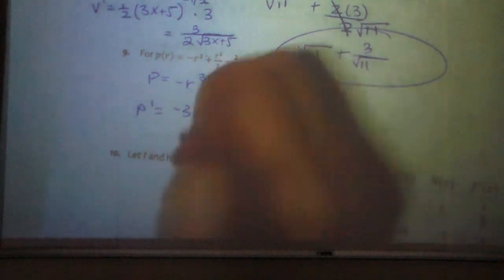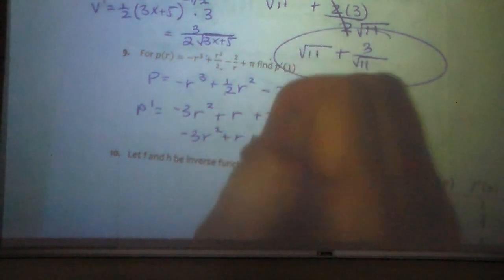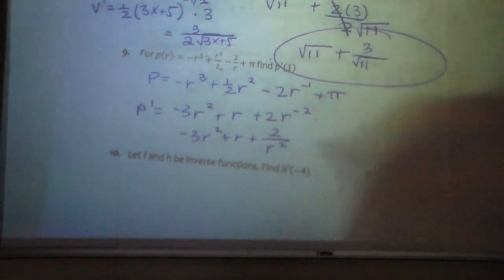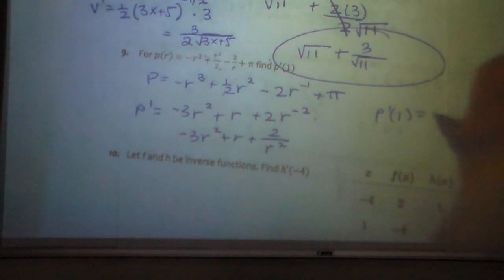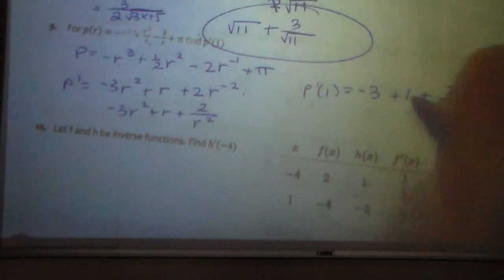I'm going to rewrite this real quick. Plus 2 over r squared. Plug in r equals 1, so p prime of 1 would be negative 3 plus 1 plus 2 over 1. Negative 3 plus 1 is negative 2, plus 2 is 0.